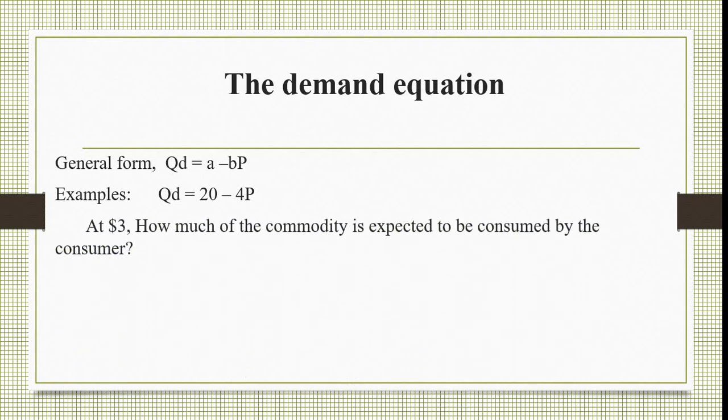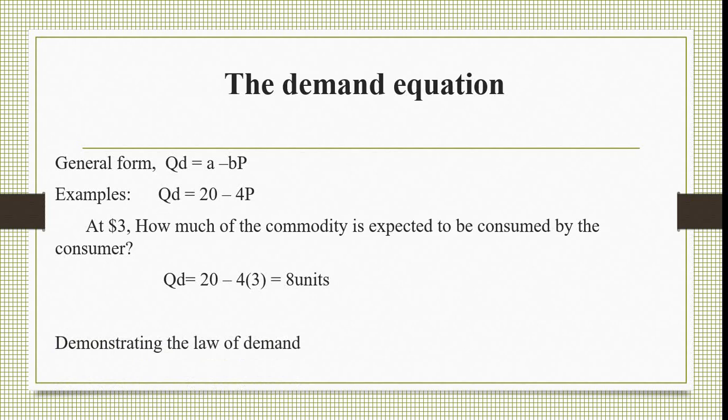This is the question that we have to answer. At $3, how much of the commodity is expected to be consumed by the consumer? At $3, that's the price. So at a price of $3, how much of the good do you expect the consumer to buy? Putting 3 in place of P, we have 8 units of the good. So the consumer will buy 8 when the price is 3. So this is how the demand equation looks.